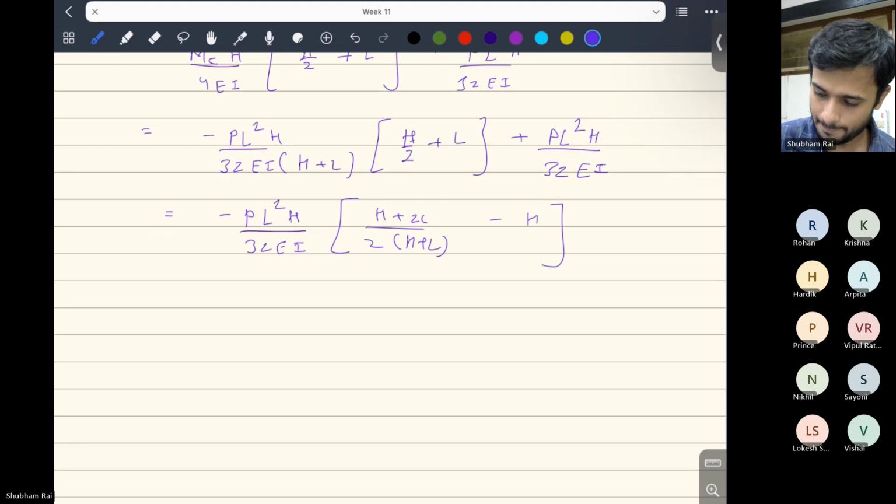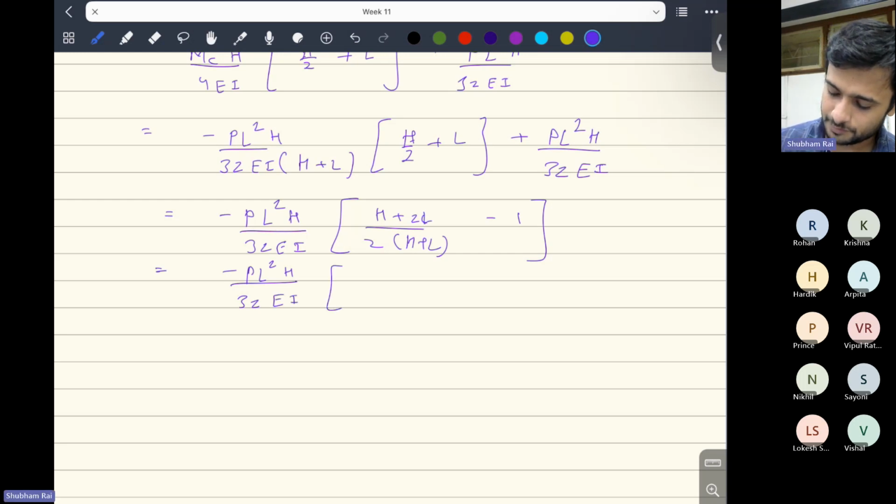Actually, this will be minus 1. Because you have taken h also to be common, so this will be minus 1. So you can simplify now. I think it has become very simple. So PL square h. So h plus 2l. So you'll get h plus 2l minus 2h minus 2l over twice into h plus l.